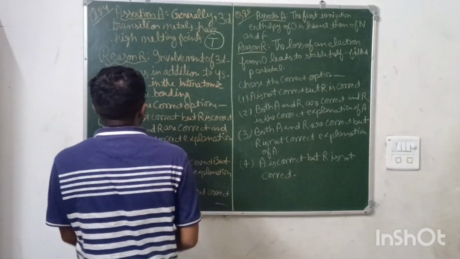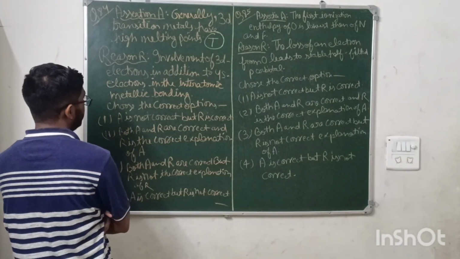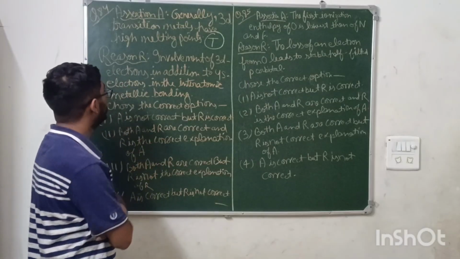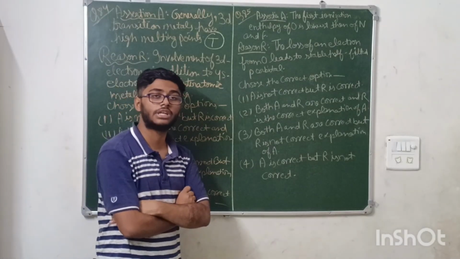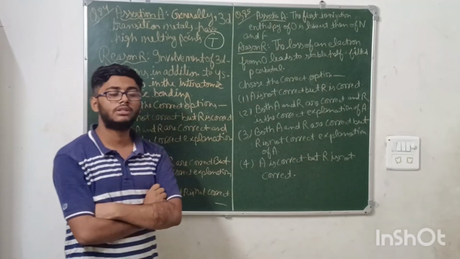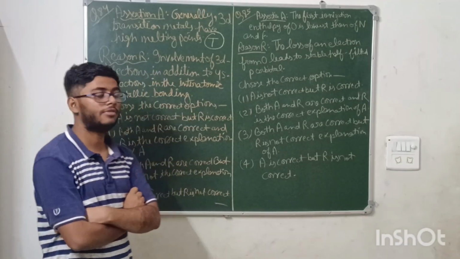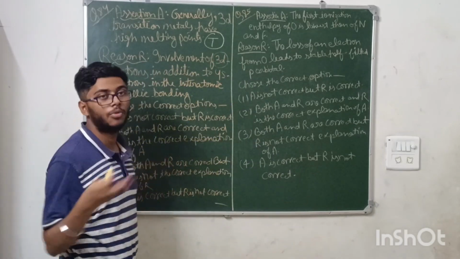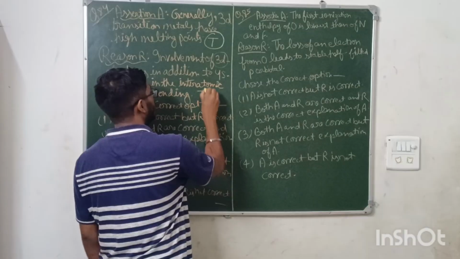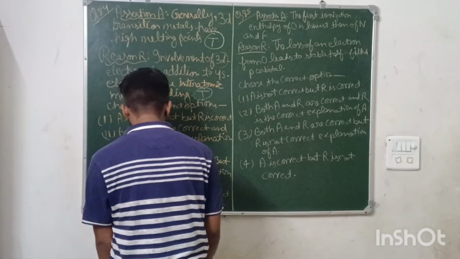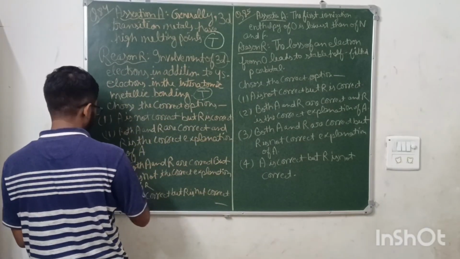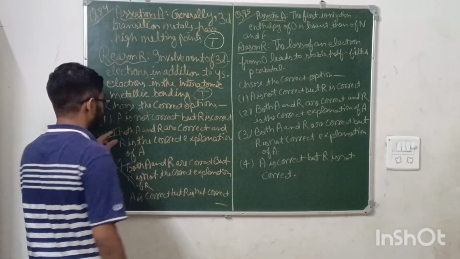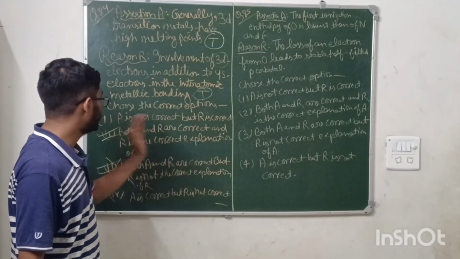Reason: involvement of the 3D electrons in addition to 4s electron in the intermolecular metallic bonds. Yes, the involvement of the 3D electrons is much higher than that of the 4s electron, because the capacity of 4s electron is very less, but the capacity of the 3D electrons is very high, so that results in intermolecular metallic bonding. So this statement is also true. Both statements are true, and R is the correct explanation of A. Option number second: both A and R are correct, and R is the correct explanation of A.